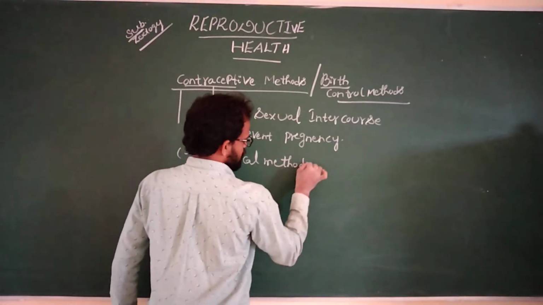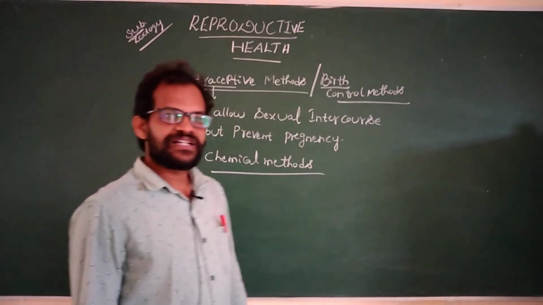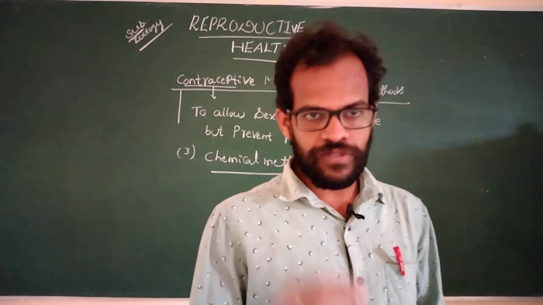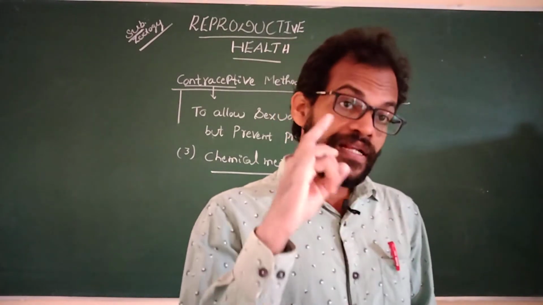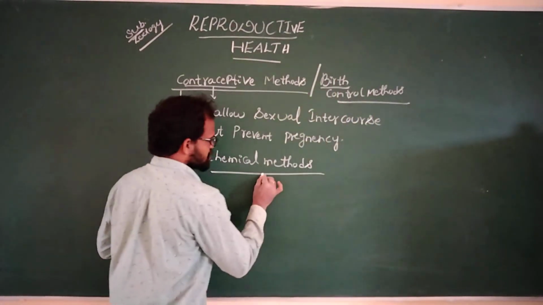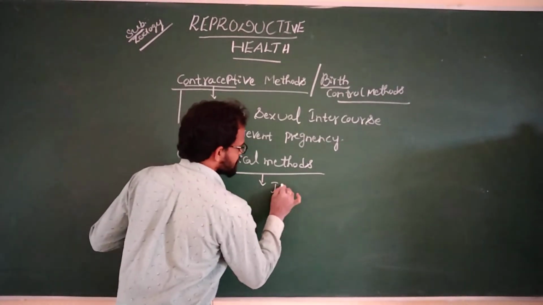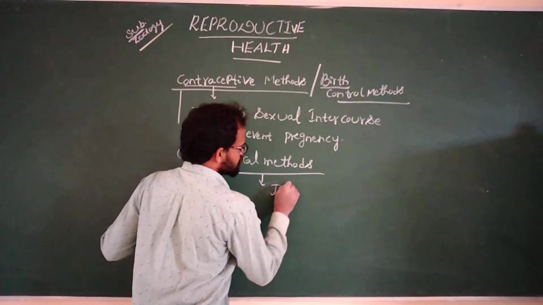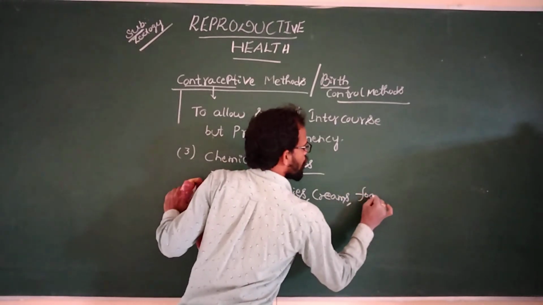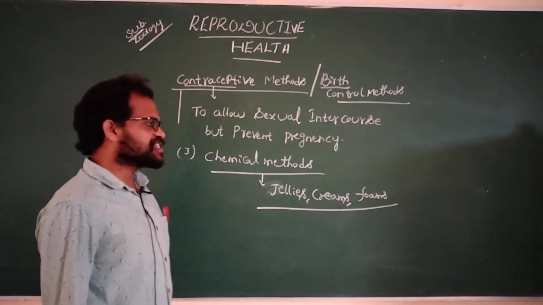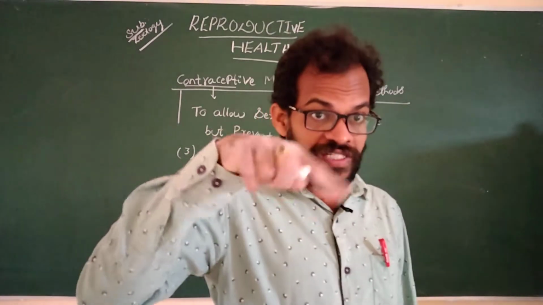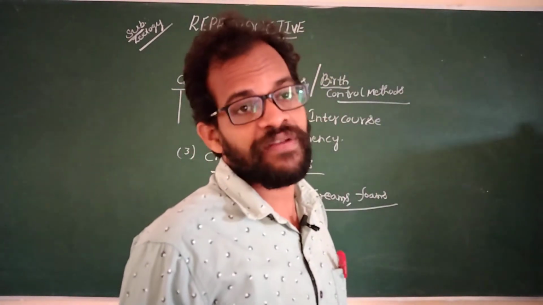Chemical methods. When participating in sexual intercourse, they insert these into the condoms or apply some chemicals to the outer surface of the condom. What are the chemicals? Gels, jellies, creams, or foams. These chemicals also help prevent pregnancy.